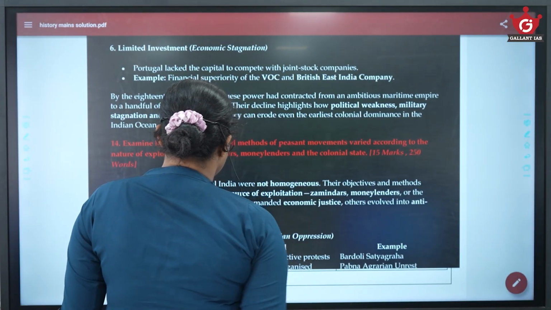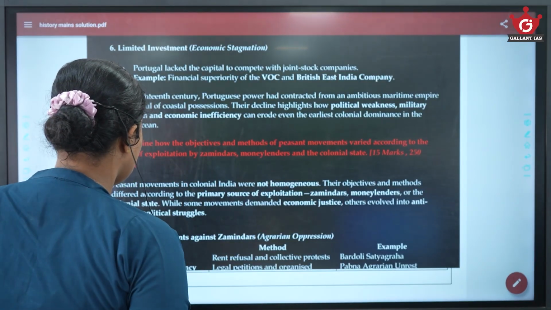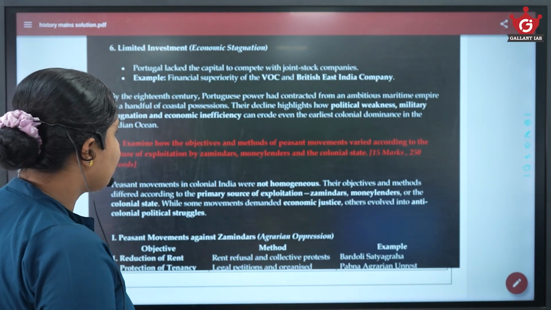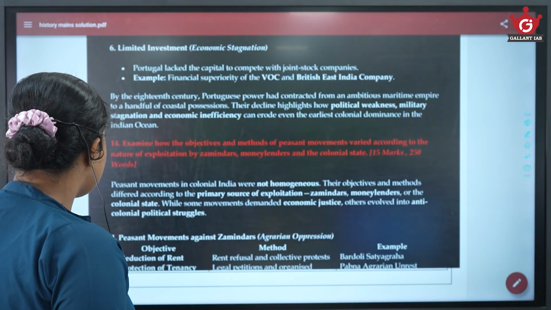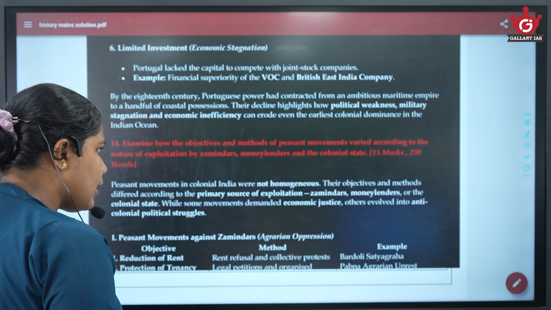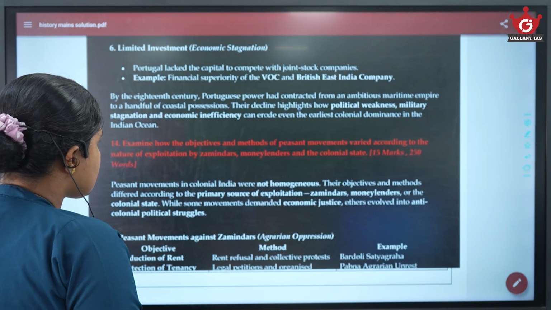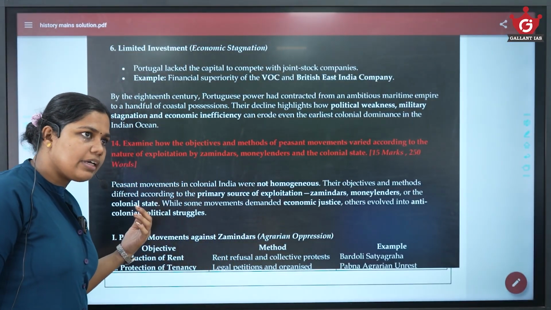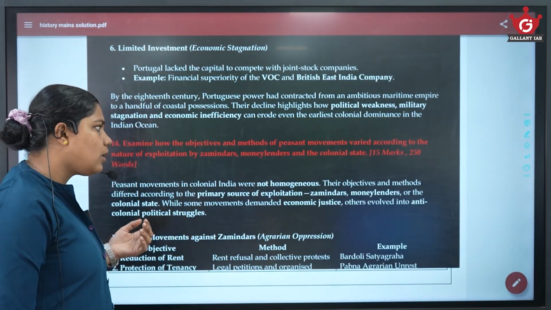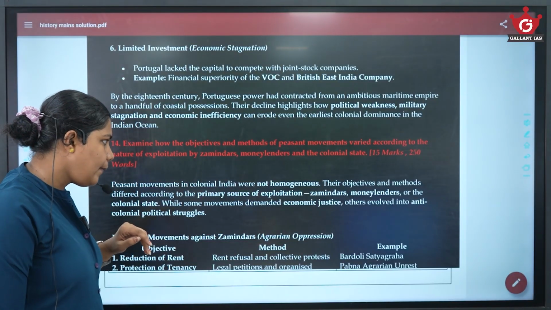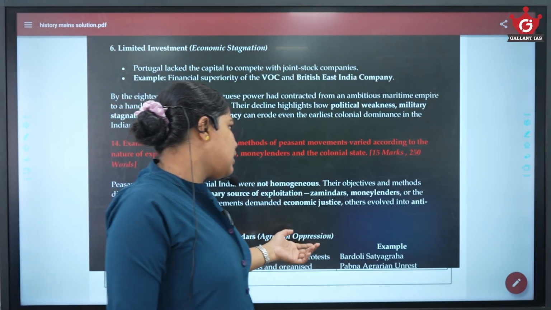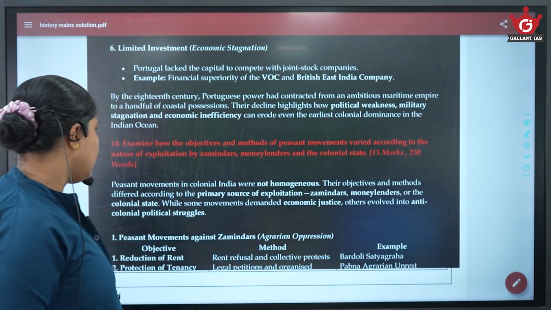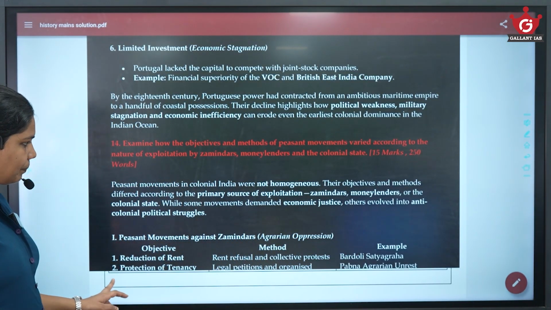So you can give a decent introduction. Peasant movements in colonial India were not homogeneous. Their objectives and methods differed according to the primary source of exploitation, because these people were exploited by zamindars, again by moneylenders and by the colonial state, and they had different approaches and different reactionary measures against the three. Okay. While some movements demanded economic justice, others evolved into anti-colonial political struggle. So now we can look at how it differed.